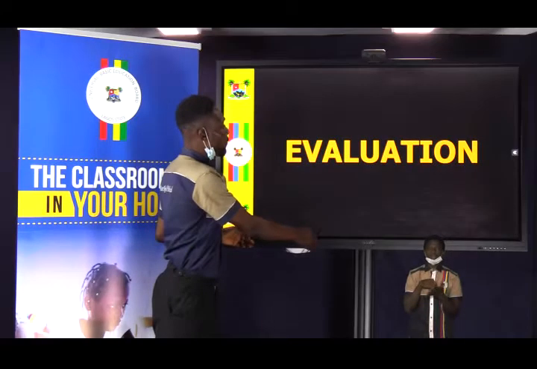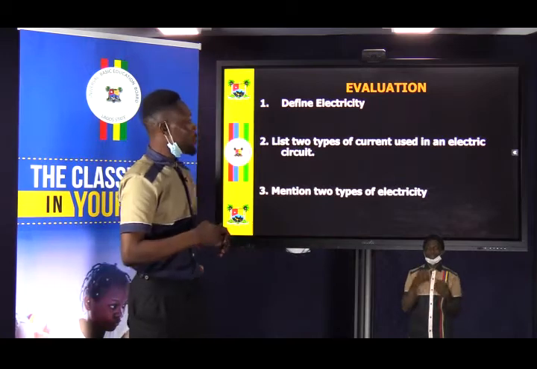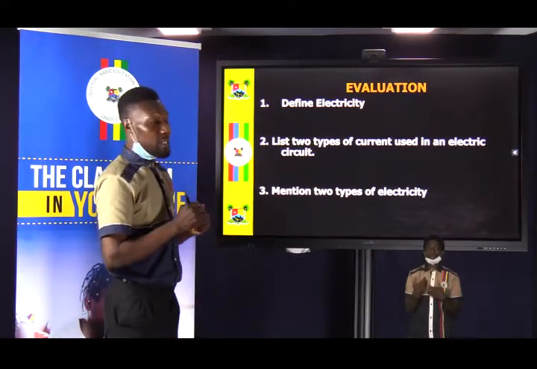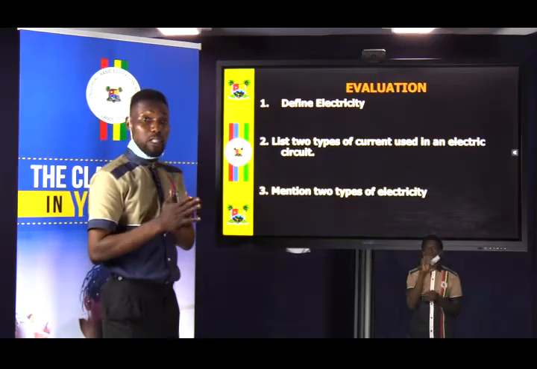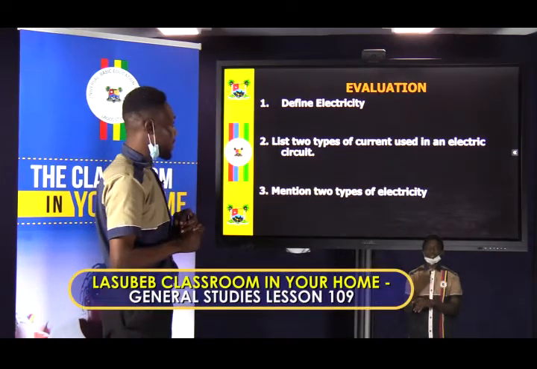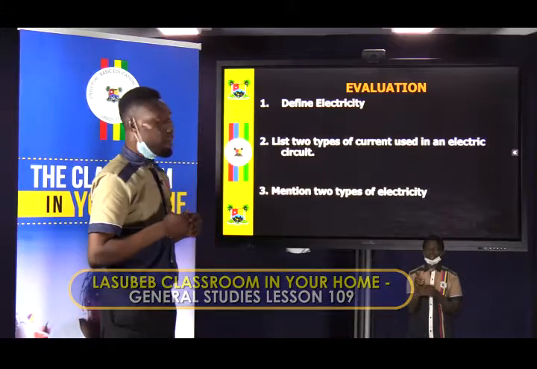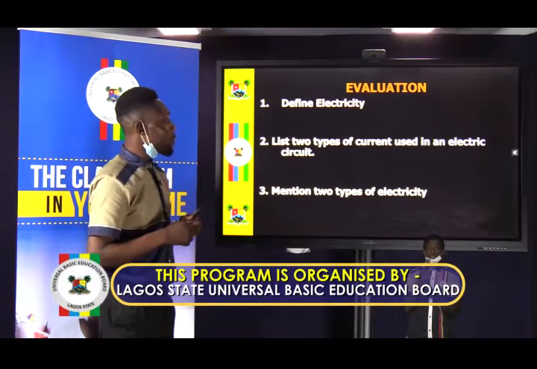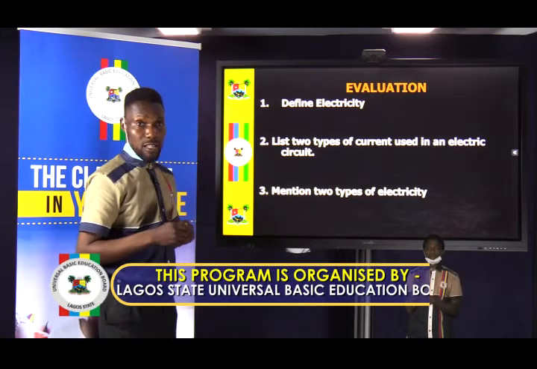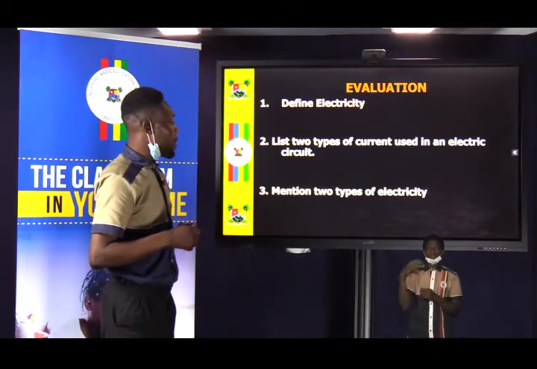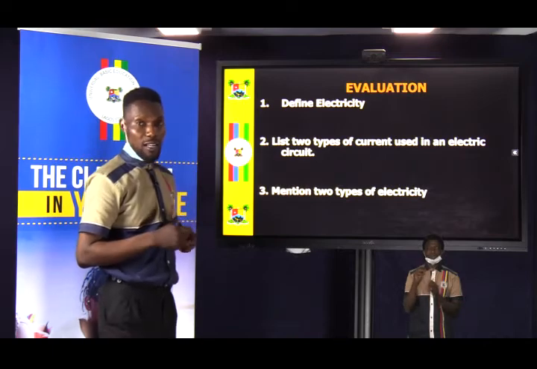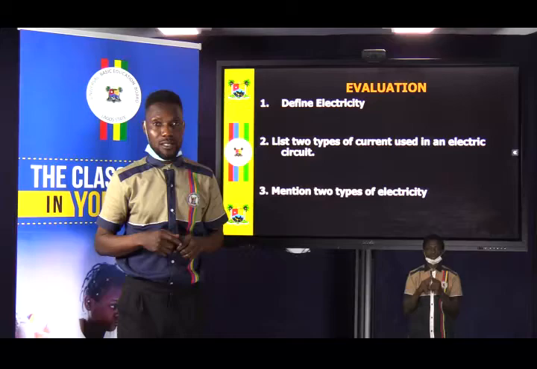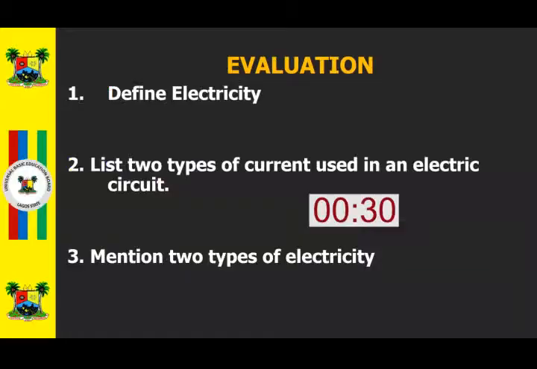So it's time for evaluation. I have just 3 simple questions to test you and see how you have given me your 100% attention in today's lesson. The first question, define electricity. Second one, list 2 types of current used in an electric circuit. And third one, mention 2 types of electricity. You have just 40 seconds to attempt this. Your time starts now.